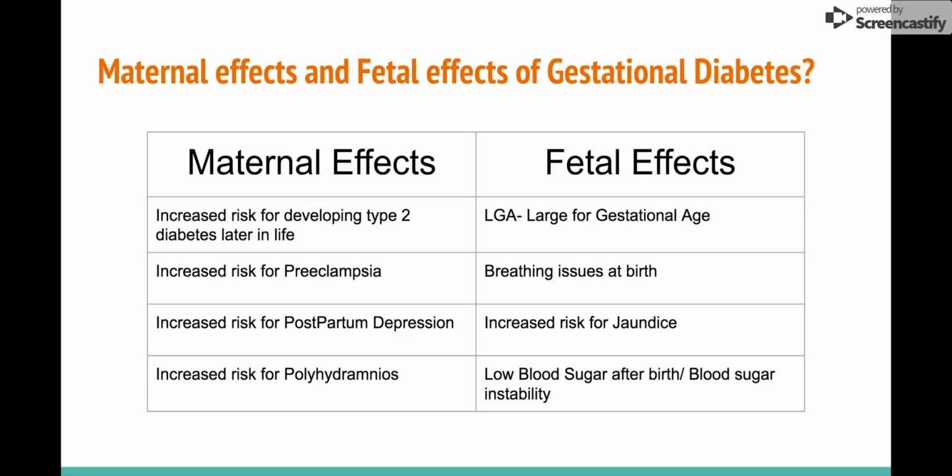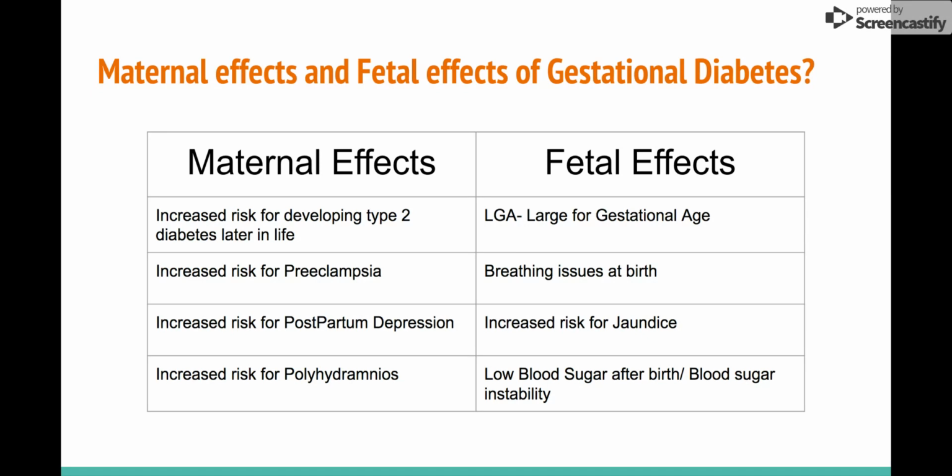And then for the baby, they could be LGA, or large for gestational age. That means they are over the 90th percentile on their birth plot. They could have breathing issues at birth, so maybe some respiratory distress. They're not able to breathe fully on their own, so they may need a little bit of assistance with some oxygen.